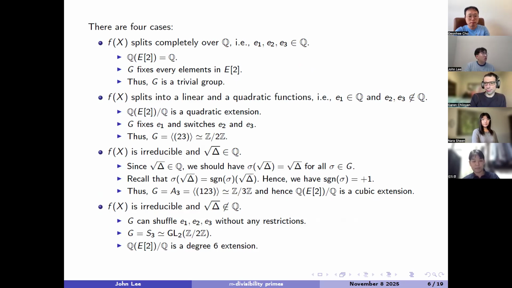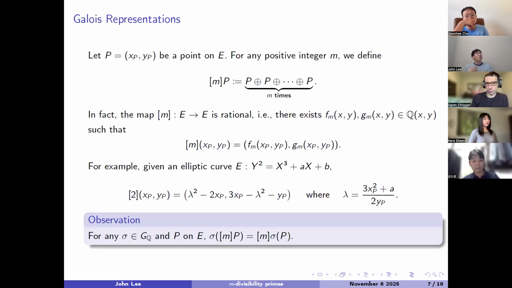Okay, otherwise, let's move on. So now let's talk about some Galois representation. So let P be any point on the elliptic curve that can be written as x coordinate xp and y coordinate yp. Garen showed in his slides last time, at the very first slide, we talked about how we can add a point to itself as many times as we want. And we denoted it by this square bracket n, that is, you're adding P to itself n times.